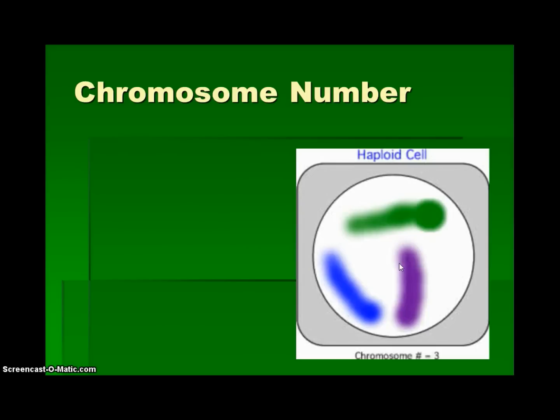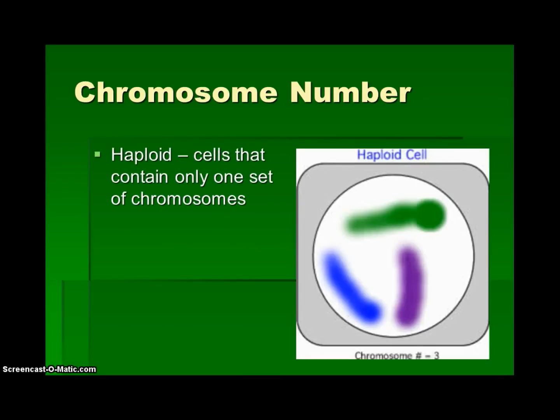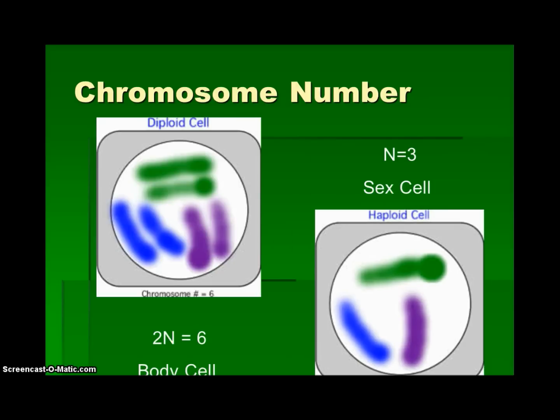Haploids are going to be half as much as diploids. A haploid cell contains only one set of chromosomes, and we can see it there. We have one green, one purple, and one blue. Gametes are called sex cells and are represented by n. So haploids are exactly one half of the diploid.